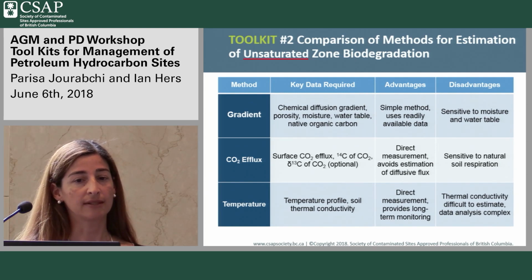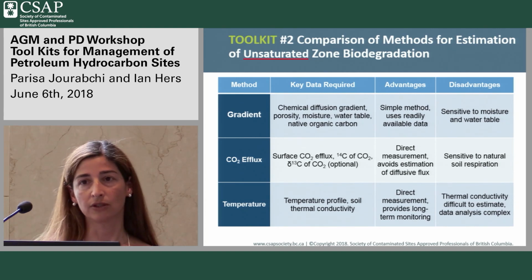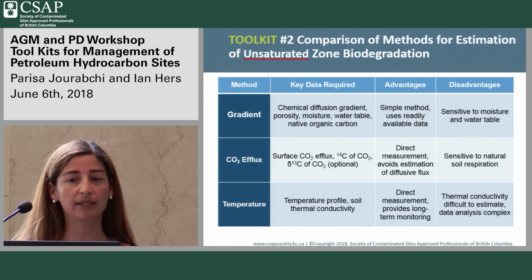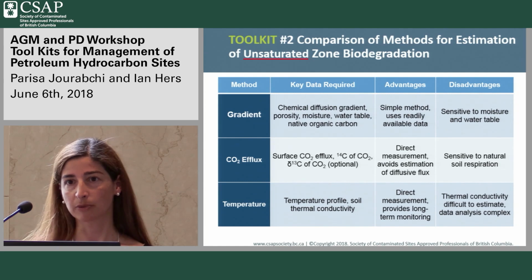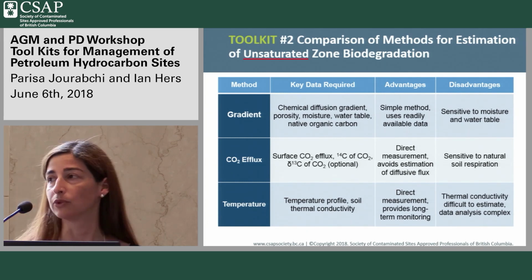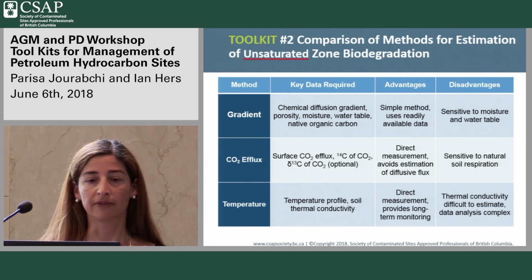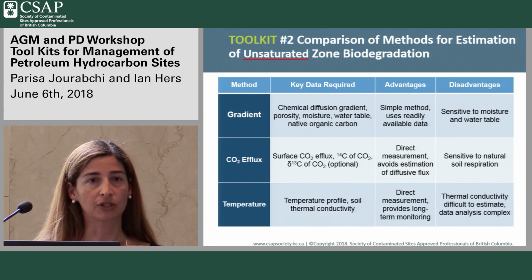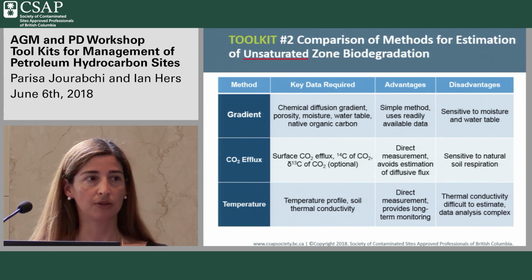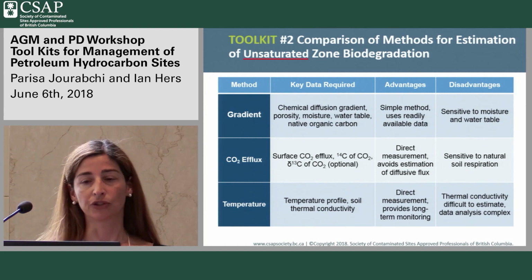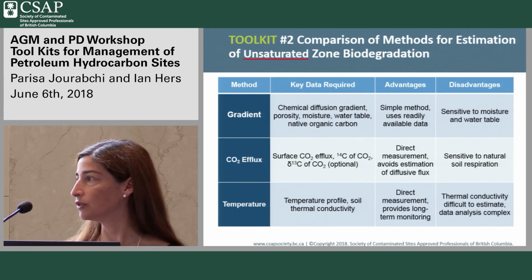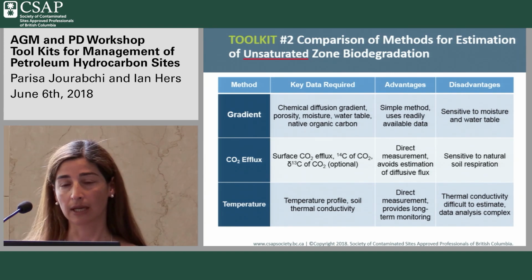The advantage of using the CO2 efflux method is that it's non-invasive, and there are 2 different methods that I will show later that can be used to measure those. So it's a more direct measurement, but it's also sensitive to natural soil respiration. So there needs to be some consideration to account for that and to be able to estimate the fraction of that. And then there is the temperature method, which is newer, but there have been studies out there where temperature sensors have been deployed at multiple depths and monitored over a long period of time, and that's one of the advantages of this method, that it can provide for long-term monitoring and seasonal changes of those depletion rates.